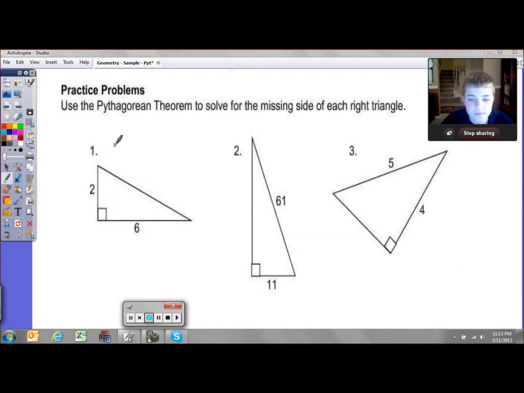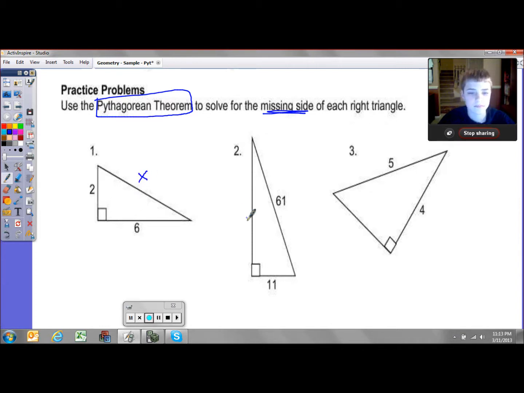Okay, so let's do these three practice problems. They are using the Pythagorean Theorem, and we're trying to solve for the missing side. Looking at these, there are three sides to this triangle. Of course, this one's missing, this one's missing, and this one's missing. What does a right triangle mean to you?